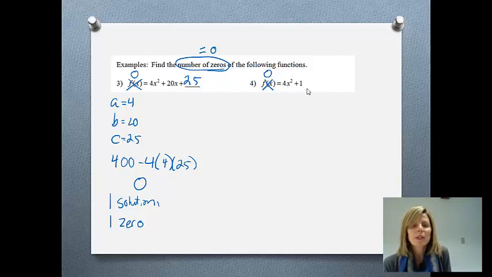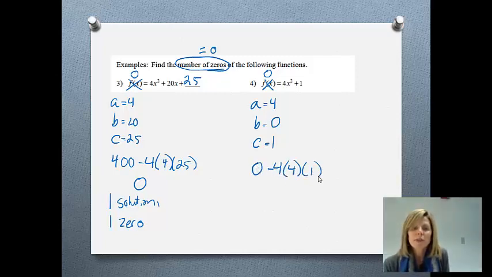And now it is in standard form, however, we are missing that middle term. So a is going to be 4, b is missing, so we're going to put 0 for that one, and then c is 1. Okay, so now we're ready to do the discriminant. It's b squared, which would be 0, minus 4 times my a value times my c value. And when I do that, I'm going to get negative 16.